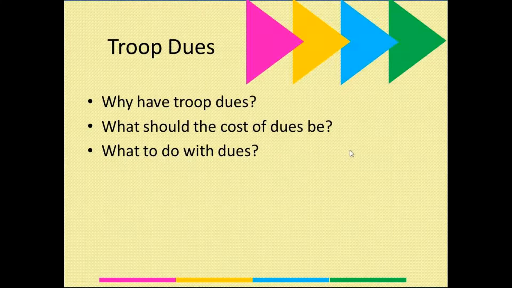Troop dues. Why do troops have dues? A lot of new troops charge dues to help pad their account as they're getting started, help buy program supplies, badges, anything like that. Most troops charge $1 to $2 per meeting or $30 to $40 for the year. It's really up to the leaders and the families to decide what that price would be based on what the troop is wanting to accomplish for the year.